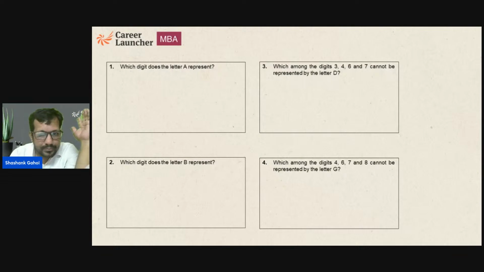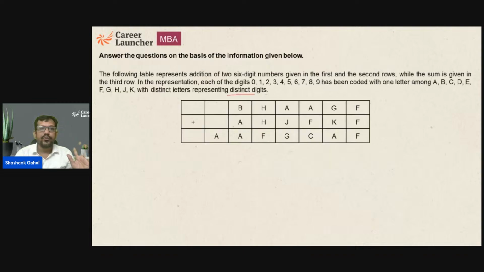The same goes for G. Question number 4 asks which of the following digits cannot be represented by G. It means three digits can be represented by G, and one digit cannot be. So I am going to have at least three cases in this question too. Now I have read the questions, and I have already figured out the value of A and the value of B just by reading this. Now, how can I figure it out so quickly?